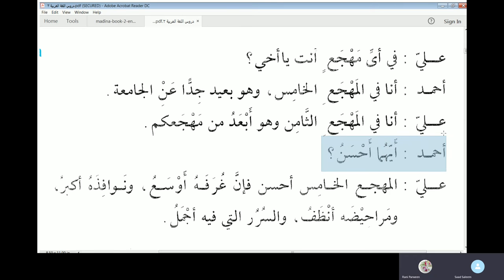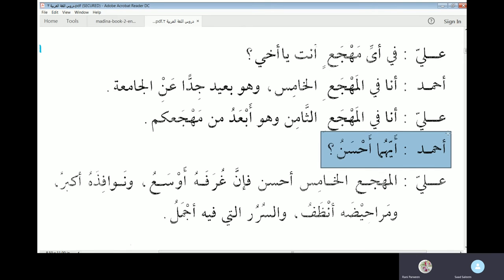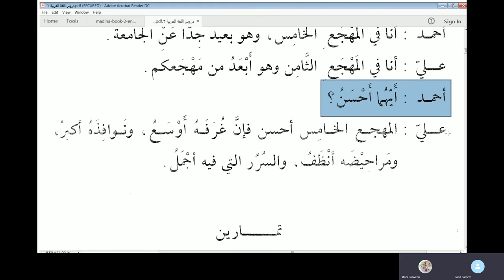Ahmad: Ayyuhuma ahsanu? Very good. Which of them is better? Ahsanu, better. Okay, just better you can say. Which of them is better? In dono mein se kaun sa acha hai?